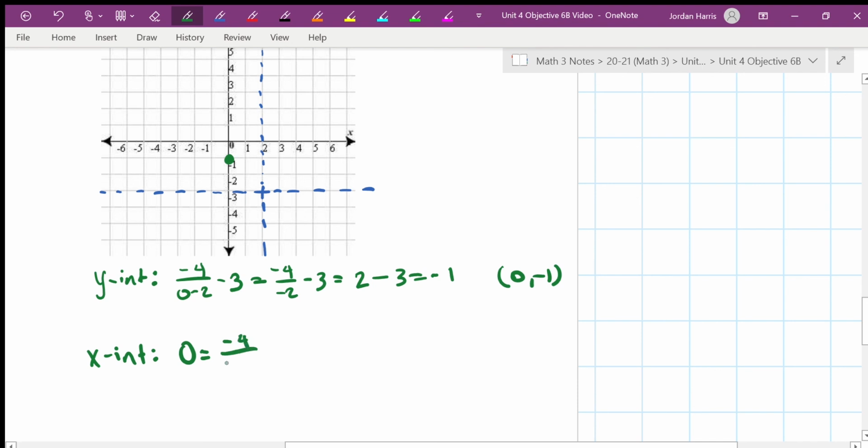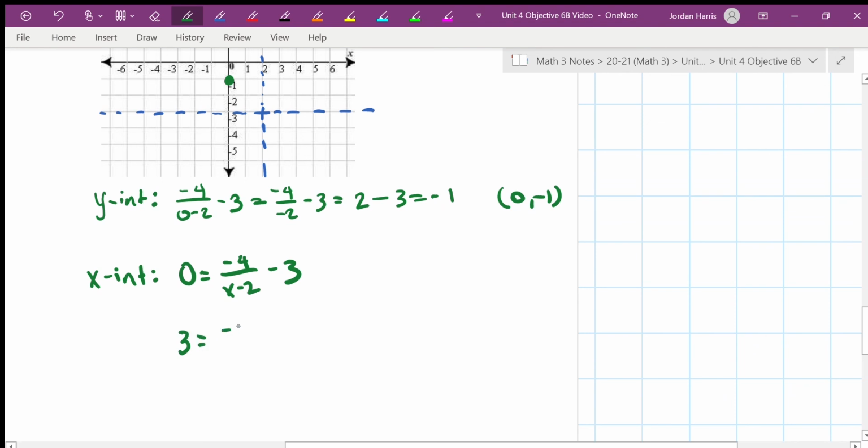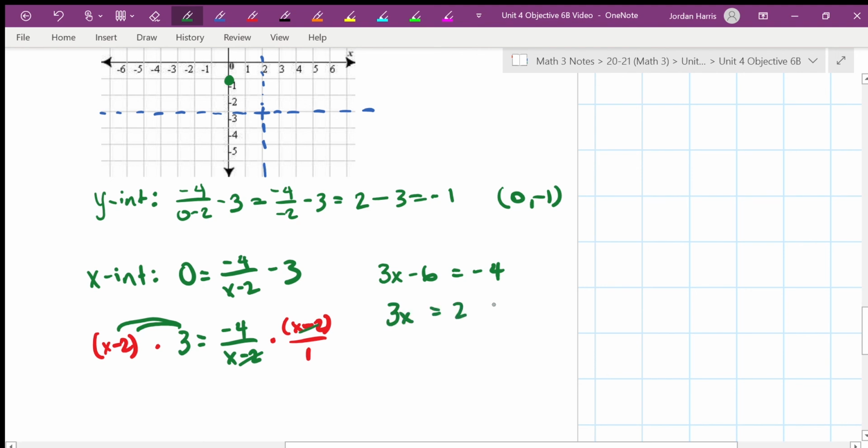So it's negative 4 over x minus 2, minus 3. Add 3 to both sides. Then we multiply by our denominator. And distribute. And we get 3x minus 6, simplify, equals negative 4. Add 6 to both sides. I get 2, divide by 3, and I get my x-intercept of 2/3, 0.